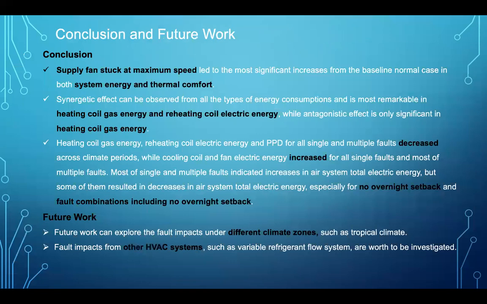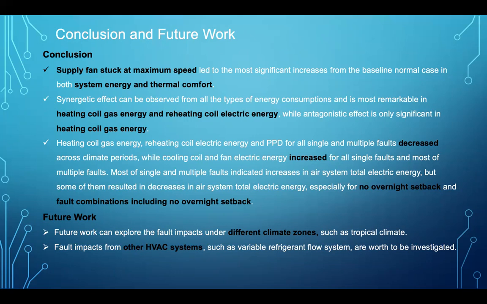In conclusion, the key findings are as follows. First, supply fan stuck at maximum speed led to the most substantial increases in both energy and thermal comfort. Second, synergetic effect is most remarkable in heating coil gas energy and reheating coil electric energy, while antagonistic effect is only significant in heating coil gas energy. Third, heating coil gas energy, reheating coil electric energy, and PPD for all single and multiple faults decreased, while cooling coil and fan electric energy increased.